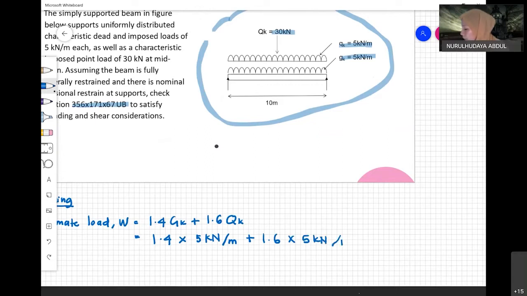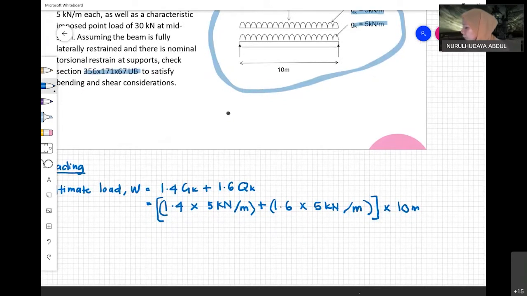So I separatekan between UDL dengan point load lah. Okay, so kalau you buat macam ni lah. And this one kita kena darab dengan 10 meter because of the length of the beam. Okay, sebab kita nak dalam unit kilonewton. Because this is per 1 meter, so kita nak for 10 meter, so kita darabkan lah.